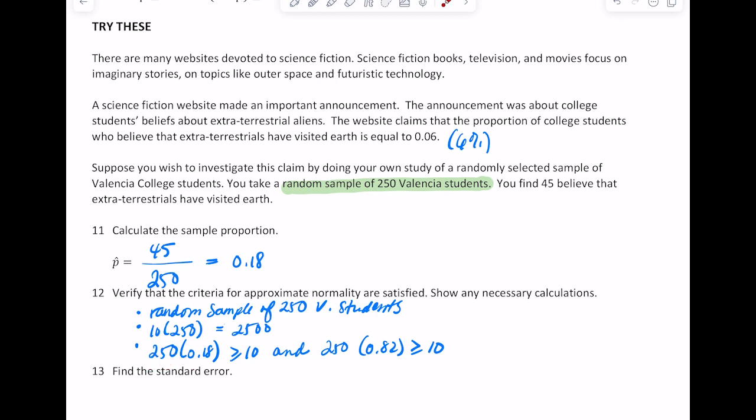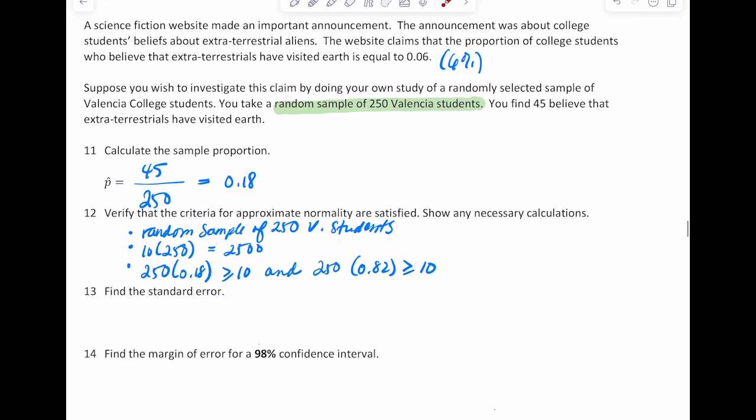The normal curve extends endlessly in both directions, but as you can see, the closer you go towards positive or negative infinity, the area gets smaller and smaller. Okay, next I want to find my standard error. Remember, when you're doing hypothesis tests, you take the square root of p times 1 minus p over n.